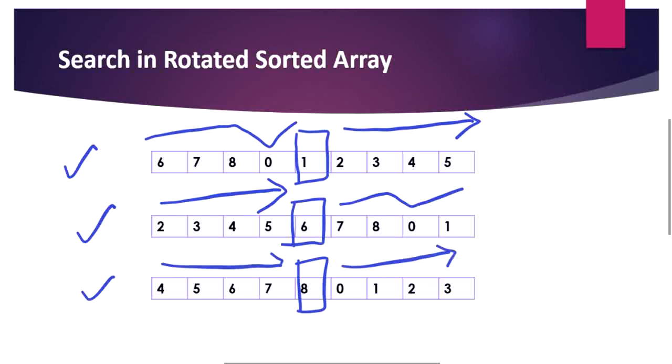In this case, we can come to a conclusion that at least one half of the array is going to be strictly increasing. So in the first example, the second half; in the second example, the first half; in the third example, both halves are strictly increasing. Using this clue, we are going to approach our problem.